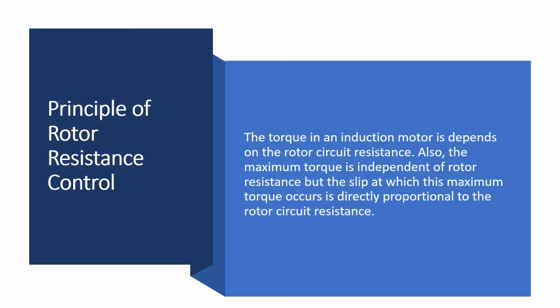The principle of the rotor resistance control method. So in a slip ring induction motor, as we all know, it has some external resistances. A three-phase variable resistor can be inserted in the rotor circuit. By varying that rotor circuit resistance R2, the motor torque can be controlled. Based on the controlling of the torque, the speed can also be controlled. So this is the main principle behind it.